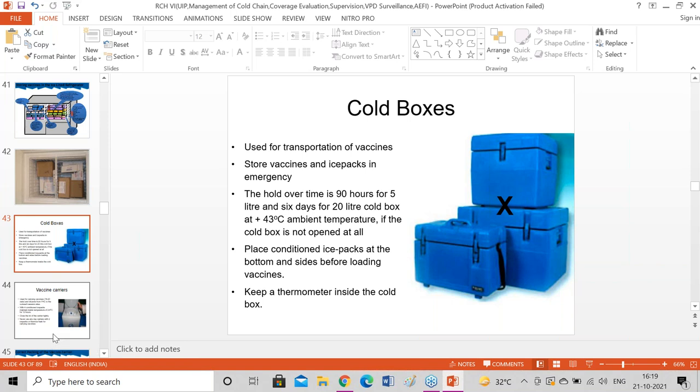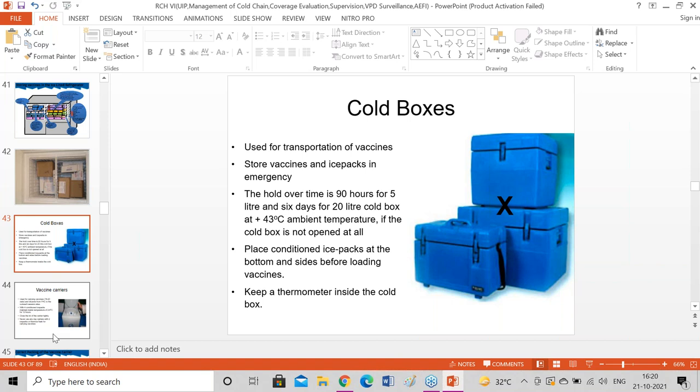The holdover time is 90 hours for 5 liters and 6 days for 20 liters cold box at 43 degrees centigrade ambient temperature if the cold box is not opened at all. Okay, if we do not open this at all, then if we have a 5 liter cold box, the holdover time is 90 hours, and if we have a 20 liter cold box, it is 6 days.